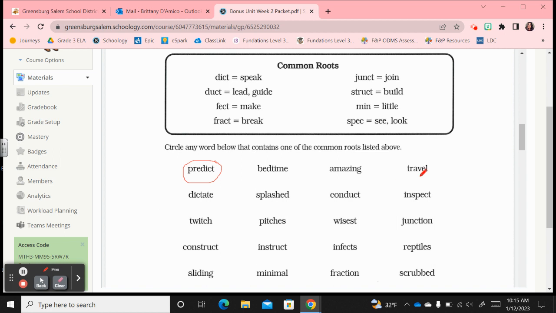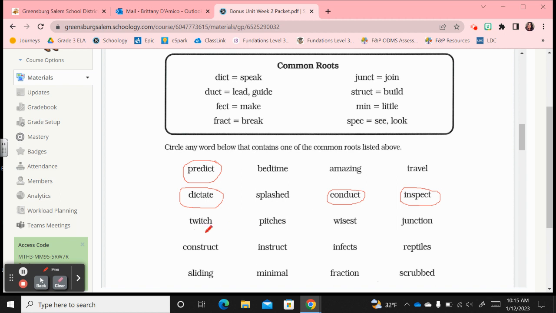Travel, no. How about dictate? There's that D-I-C-T root again, so definitely circle that one. Splashed, no, that one just has that ed suffix. Ooh, conduct. If you conduct a band, that means you're leading the band. D-U-C-T is a common root. Inspect, there's that spec means to look or see. If I inspect your desks, that means I look and see if they are tidy and organized.